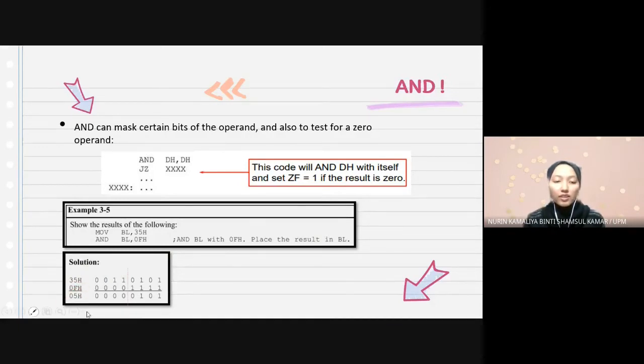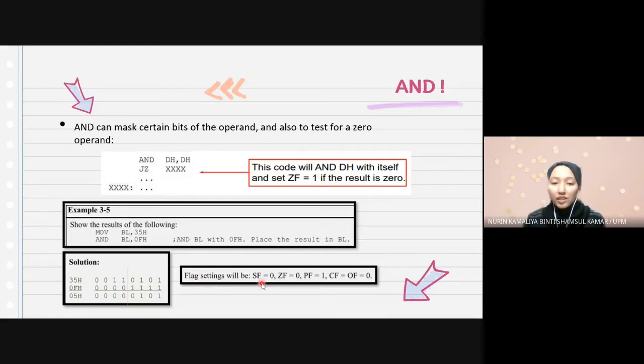To get the answer, you expand it in binary form. So 35 is 0011 0101 and 0F is 0000 1111. So we AND the 35 and the 0F. So 1 times 1 is 1, 0 times 1 is 0, 1 times 1 is 1, 0 times 1 is 0, and so on.